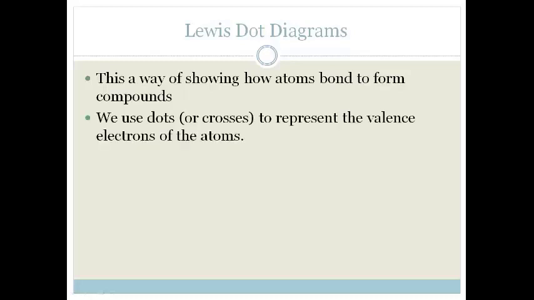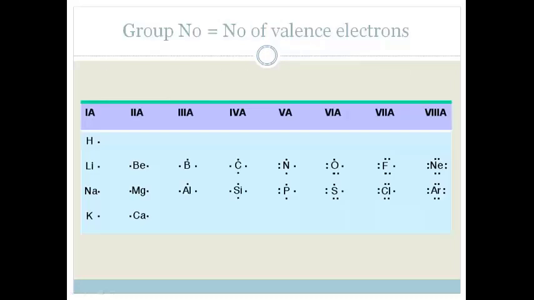We use dots or crosses to represent the valence electrons of the atoms. So do you remember what I told you about what valence electrons are? And I told you about the group numbers of the periodic table. I said that group 1 tells you you've got 1 valence electron. Group 2 we've got 2 valence electrons. Group 3 we've got 3 valence electrons. And then remember that we said group 4, 5, all the way through to group 8, which has got 8 valence electrons. And what are our valence electrons? Our valence electrons are the number of electrons in our outer energy shell.